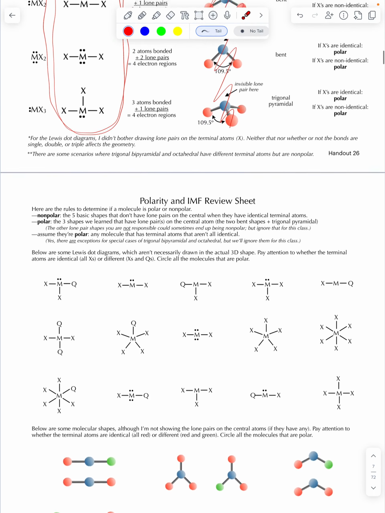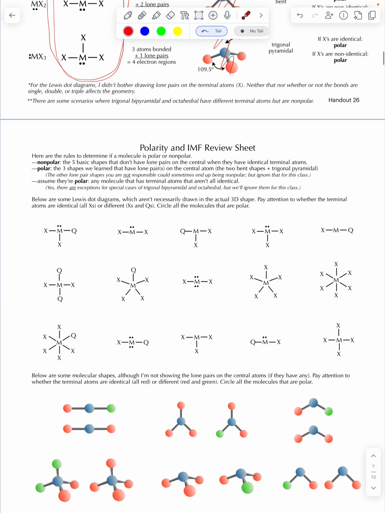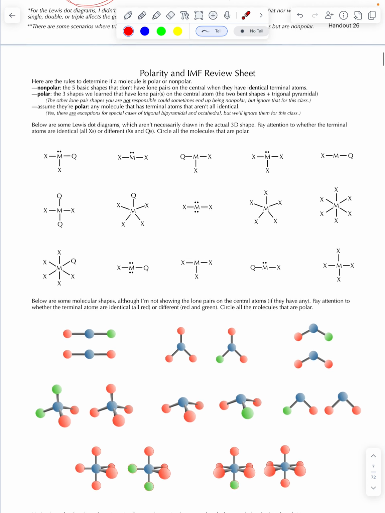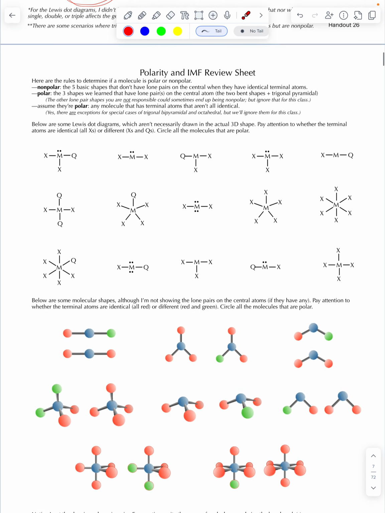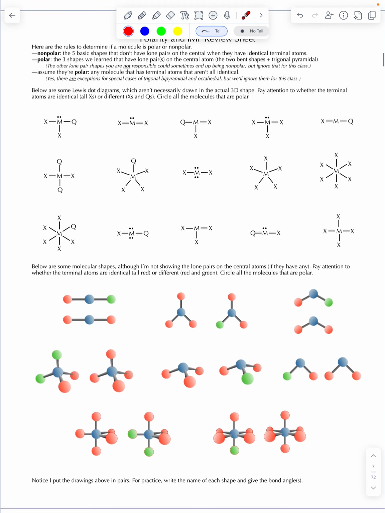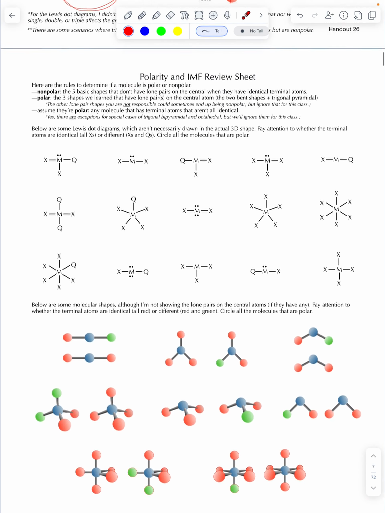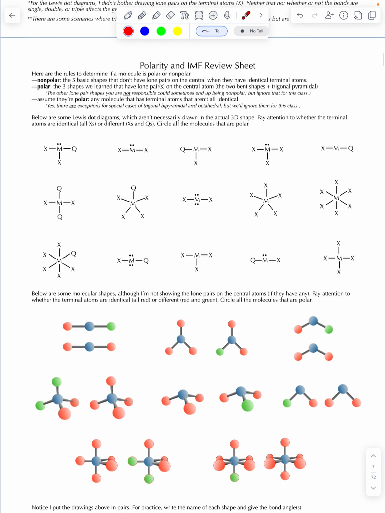And I think it made sense to you when you learned this, why those were the shapes they are. And believe me, a year and a half from now when you're learning it in chemistry, it'll make more sense. You're going to forget this, but it'll come back to you in the recesses of your mind. You'll go, oh yeah, that's right. That's what it is. So this is actually a polarity and IMF review sheet.